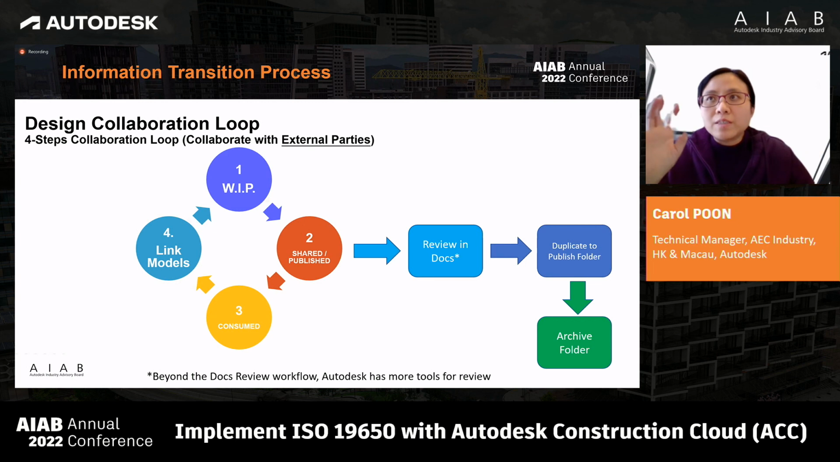And once it is approved, the document can automatically be duplicated to the published folder. And this is the published state in the information states. And afterwards, at some milestone, when it is ready to archive for the asset management system or asset management model, they can go to archive. They can manually copy, or make use of a transmittal or some review process, which is very flexible for you to define your workflow.